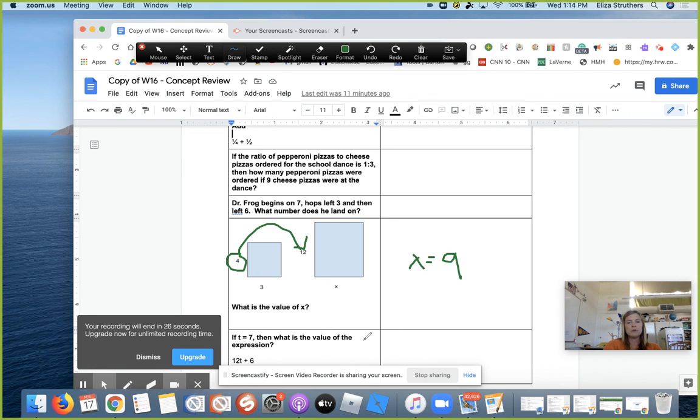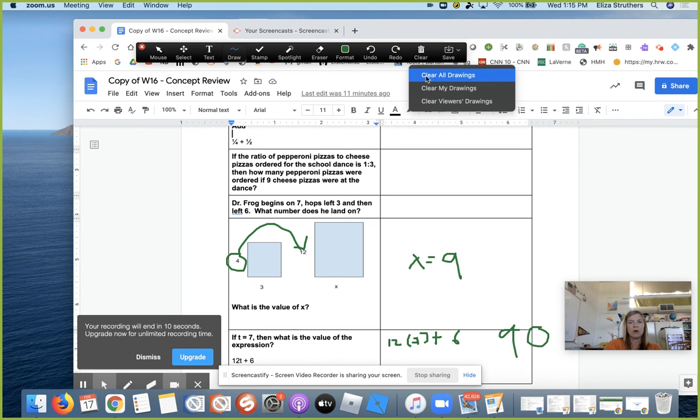In this one, it's 12 times 7 plus 6. That's 84 plus 6. I think that's 90. Yes, it is. 90. I think that's all we've got time for.